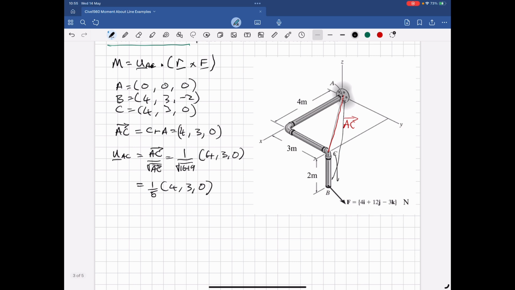Now, a position vector, as I said before, is from the line, so maybe a point on the line to B, so point C to B, or it could be A to B. Let's try C to B. Okay, so we need to find the vector CB, which is just B minus C, which is 0, minus 2 minus 0, minus 2.